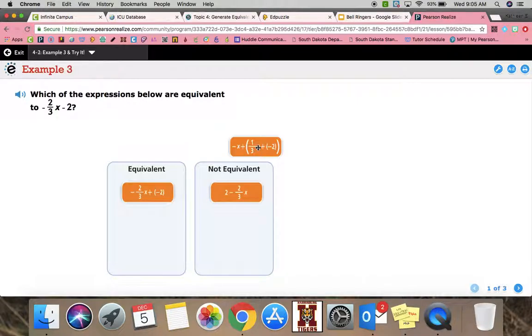Now I can combine like terms here. So this is negative 1 over 1 x plus 1/3 x. I can't add them as they are. I need a common denominator, and it's going to be 3. So if we have negative 3 over 3 x plus 1 over 3 x, that's going to be negative 3 plus 1, which is negative 2/3 x. So this one is equivalent. Negative 3 plus 1 is negative 2 over 3, and here's our negative 2. So that's why that one is equivalent as well.